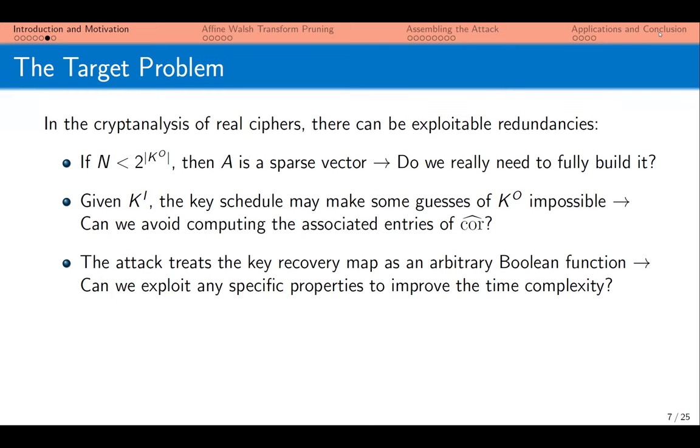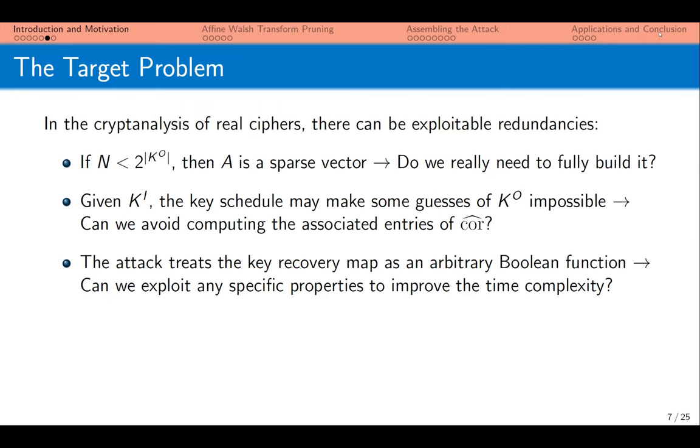We also consider that the cipher probably has some kind of key schedule, which will induce relationships between the bits of the key guess. So can we actually use this to reduce the size of the guess effectively in terms of the algorithm?